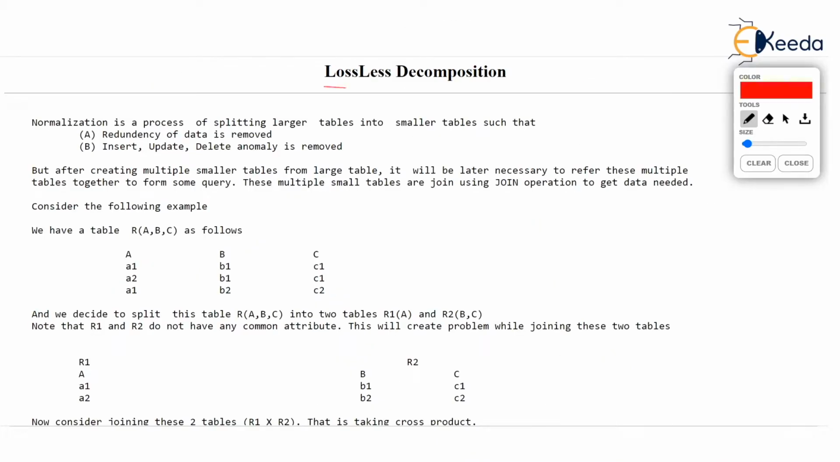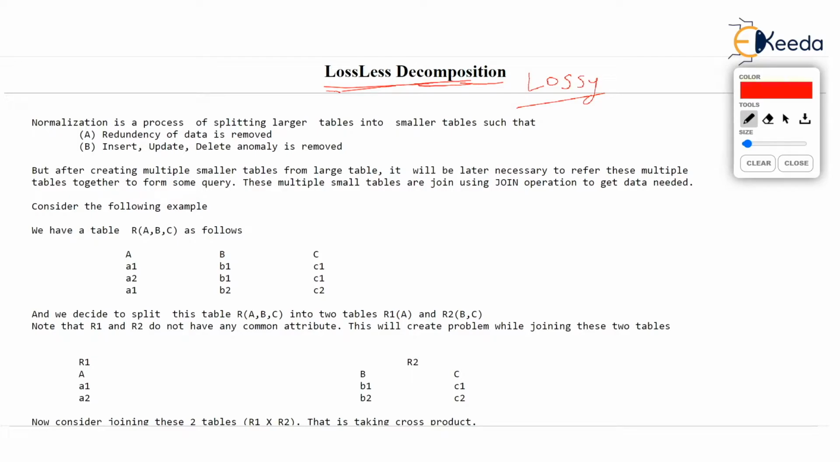Now this is just the beginning of our discussion on normalization. You have watched earlier videos in this normalization chapter, like what is functional dependency and what are the uses of functional dependency. Now we will learn what is lossless decomposition, or rather we will also learn what is lossy decomposition, which is just the opposite of lossless.